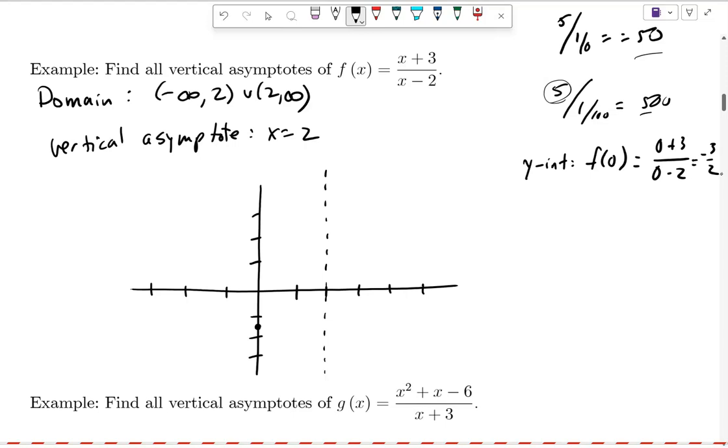How do you find the x-intercept? Yeah, you set the function equal to 0, right? Now, again, we're dealing with rational functions. Rational functions are fractions. What needs to be true to make a fraction equal to 0? The top is 0, right? We need the top equal to 0.